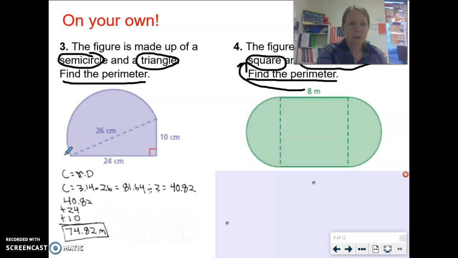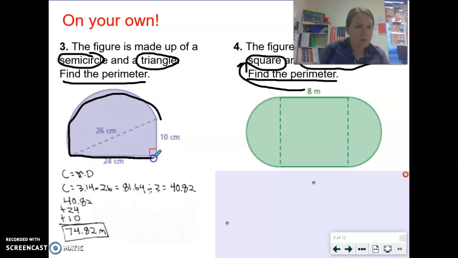That gives me a total of 81.64, and then I'm going to divide it by 2 because it's a semicircle. I do not need that entire measurement. Divide it by 2. Okay, so then I have 40.82. From there, I take that 40.82, which is this measurement that takes this whole semicircle part as best as I can here. And then I'm just adding in these other measurements, so this 24 and this 10. That's going to give me the perimeter of this entire shape, and I get an answer of 74.82 meters.